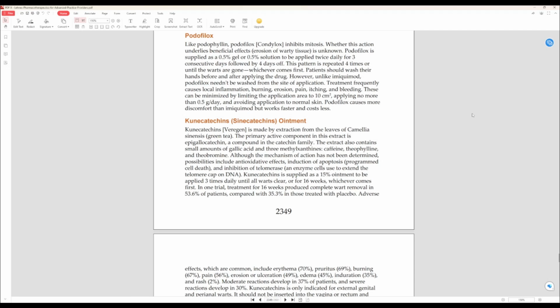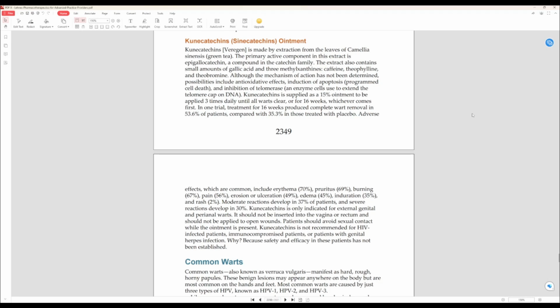Patients should wash their hands before and after applying the drug. However, unlike imiquimod, podofilox needn't be washed from the site of application. Treatment frequently causes local inflammation, burning, erosion, pain, itching, and bleeding. These can be minimized by limiting the application area to about 10 square centimeters, applying no more than 0.5 grams per day, and avoiding application to normal skin. Podofilox causes more discomfort than imiquimod, but works faster and also costs less.